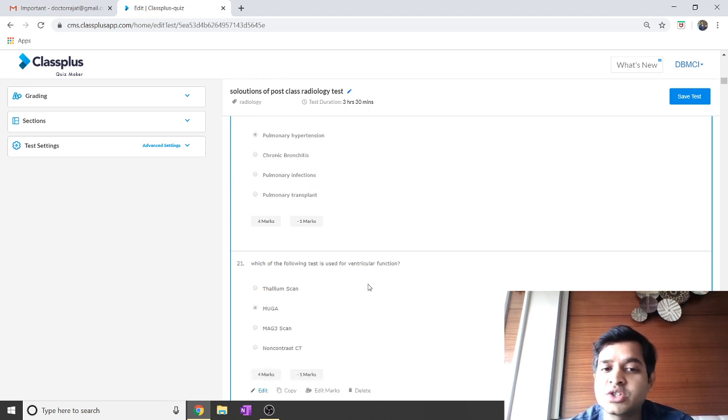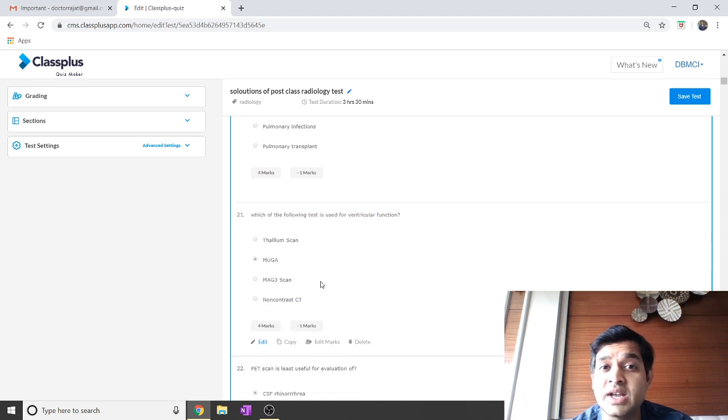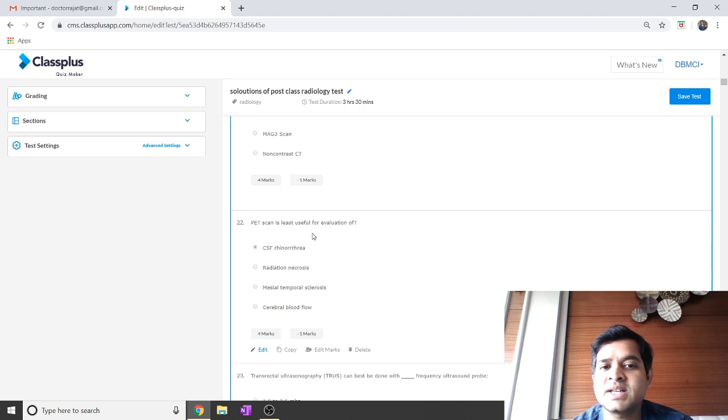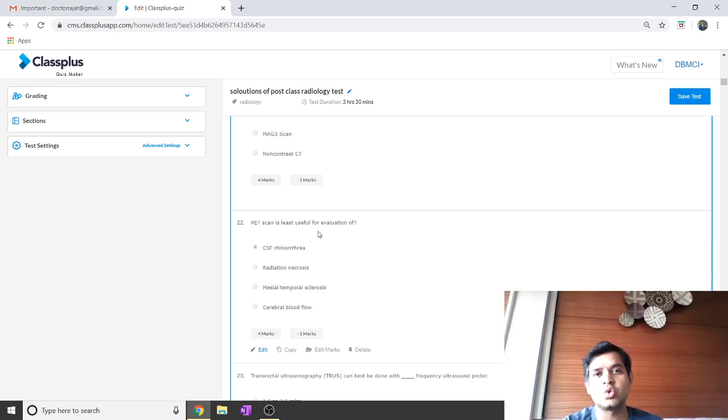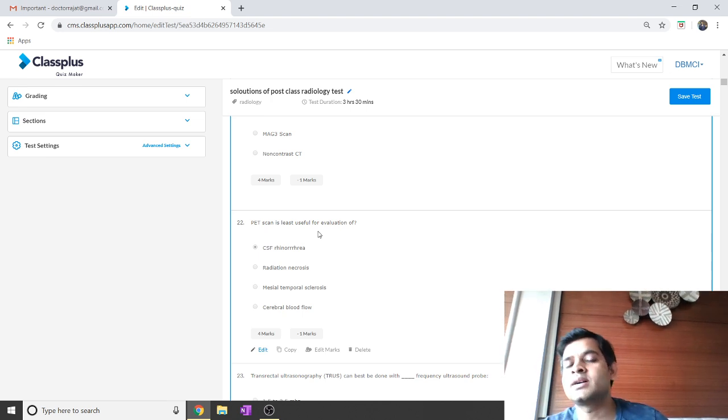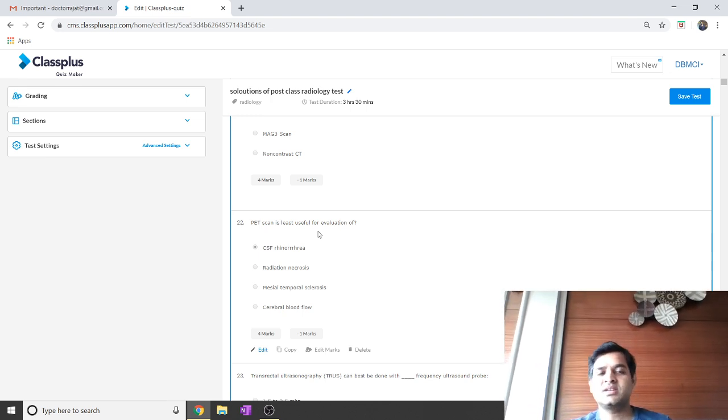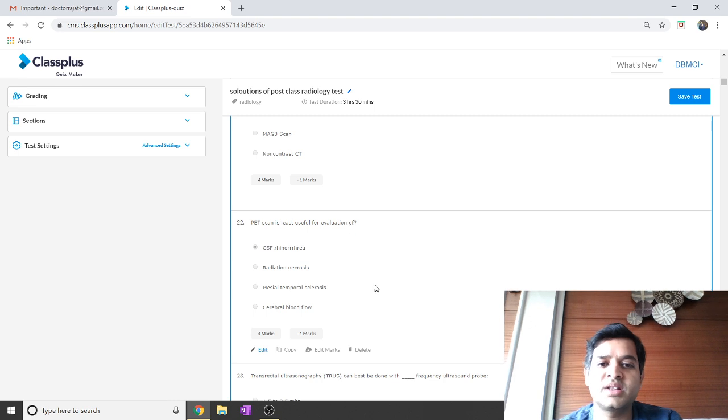Which of the following tests is used for ventricular function? Muga scan is used for ventricular function. Thallium is for myocardial viability and perfusion. PET scan is least useful for CSF rhinorrhea. You need to localize the site by HRCT. PET does not play much of a role in this disease.